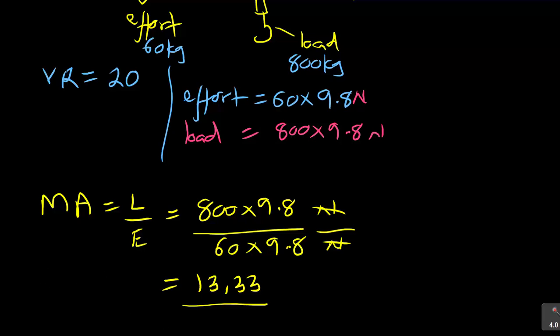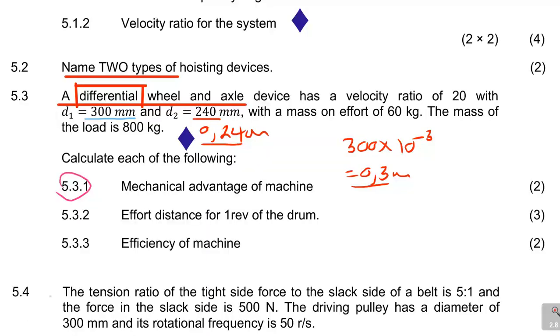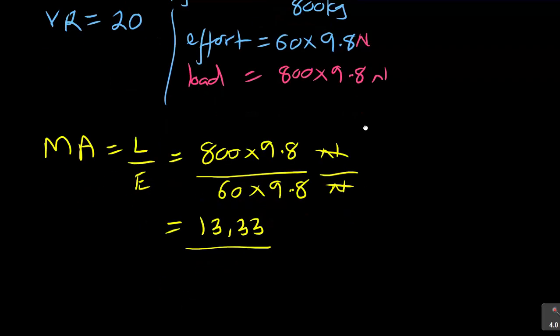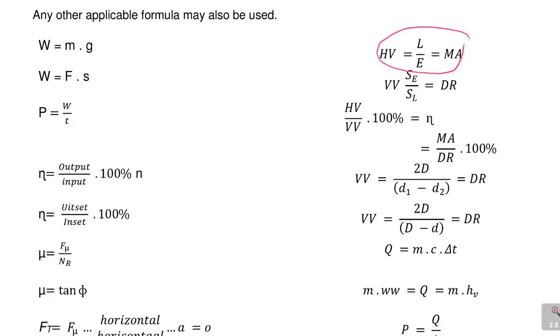And then the next one, that was 2 marks. Now the 3 marks, we need to find the effort distance for 1 rev of the drum. They want the effort distance. So if we are talking about the effort distance, if I come back to the formulas, there is something linking us with the effort distance. If you look, there is SE, which is the distance moved by effort, and SL is the distance moved by load. And VR in this case is our velocity ratio.